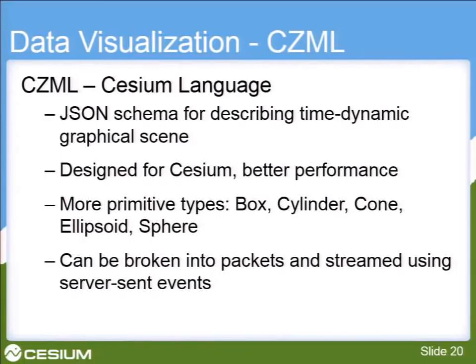Oh, the last thing is that CZML can be streamed. So if you have a really large data set, you may be able to break it into separate packets and stream it up to the application using server-sent events. So this might prevent some of the lag you'd experience if you have a really large data set.